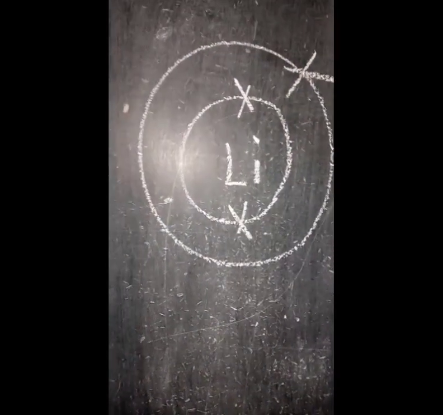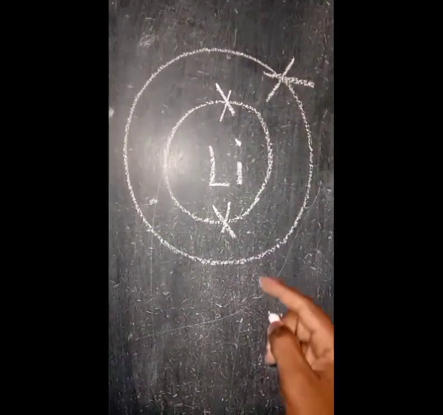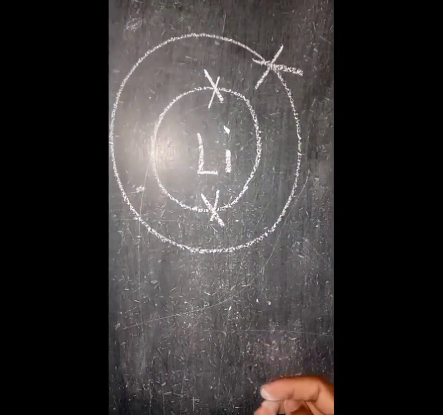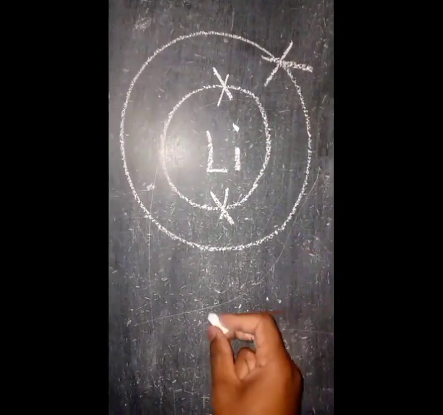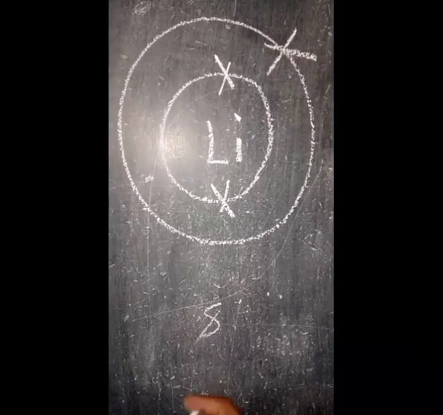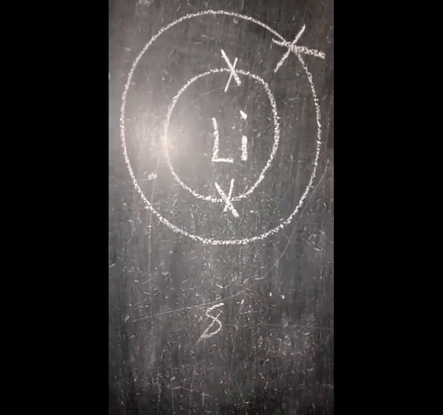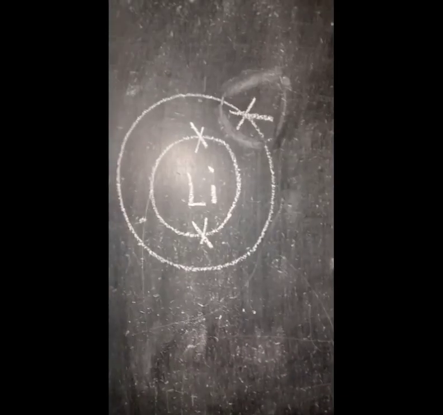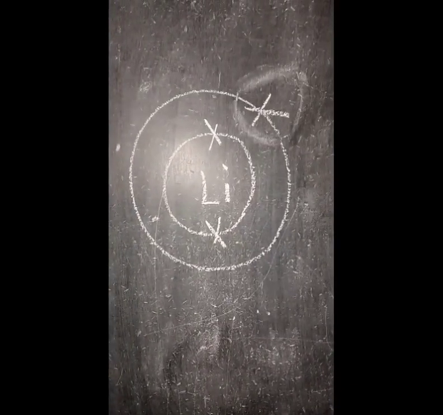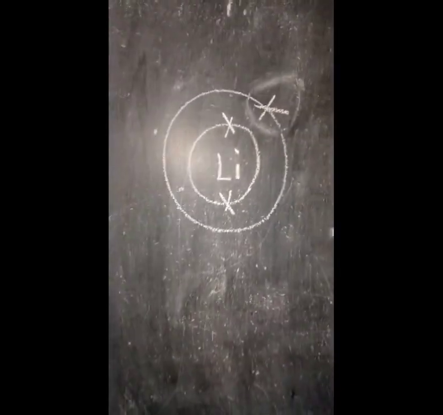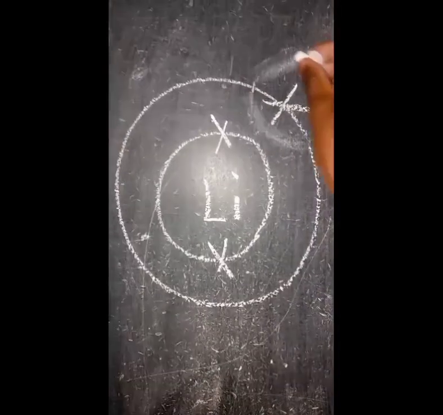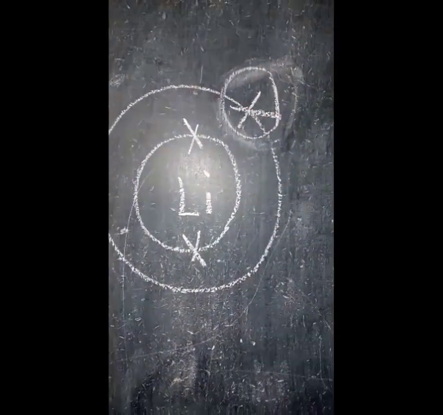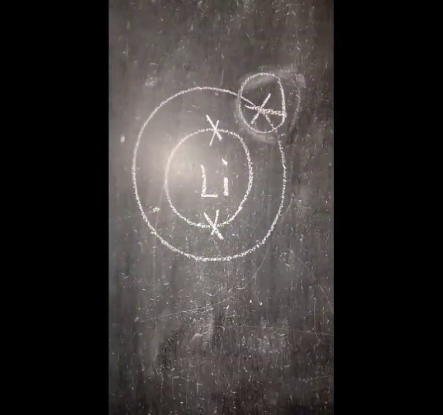The point is, the first shell can only have 2 electrons. Then the next shell can have electrons up to 8 or less, and the other one is also up to 8. So this is lithium. Using this electronic structure that we've drawn, we can tell that lithium is in group 1. How? Because it only has 1 electron in its outermost shell. So we are sure that it's in group 1.